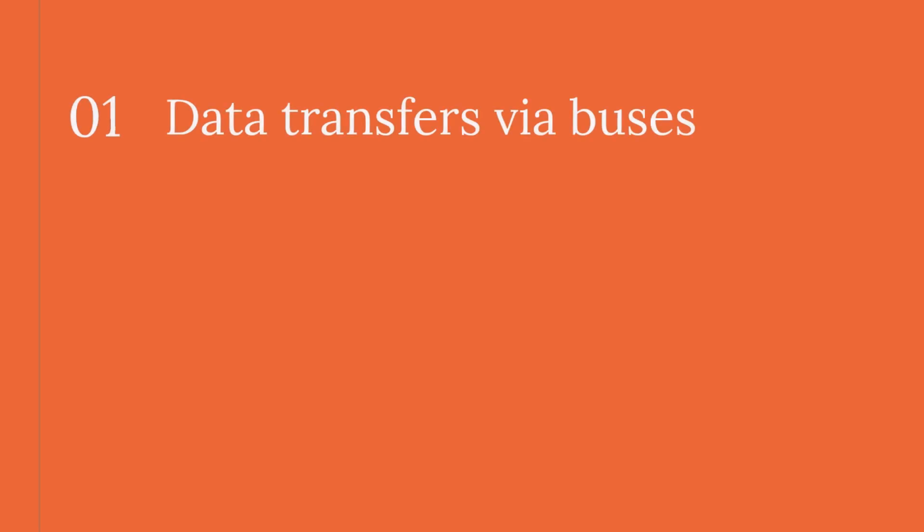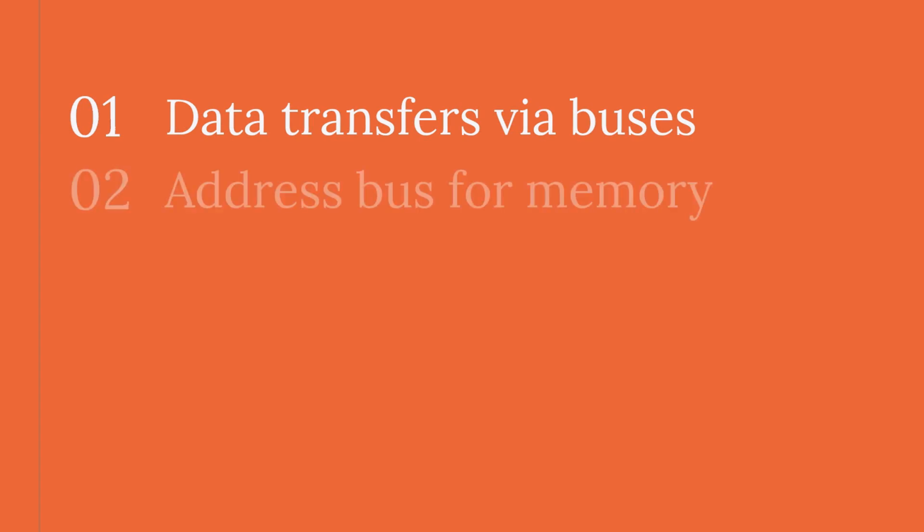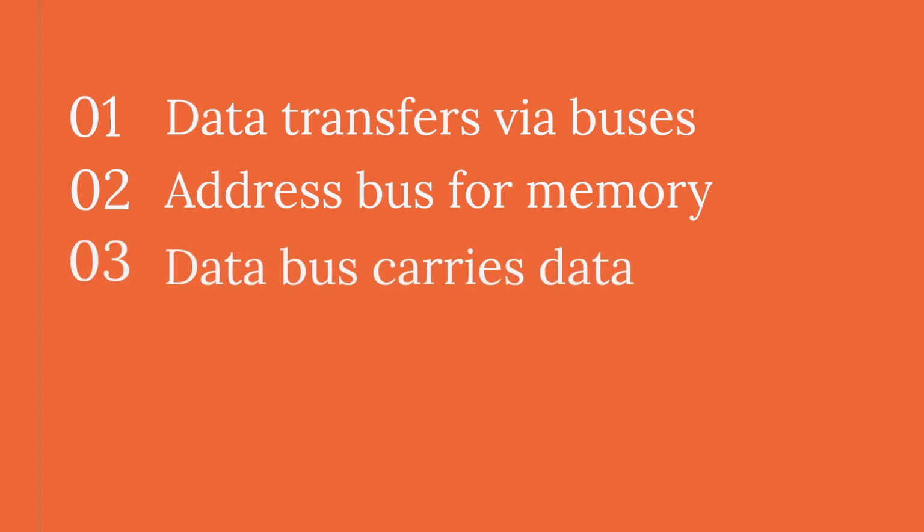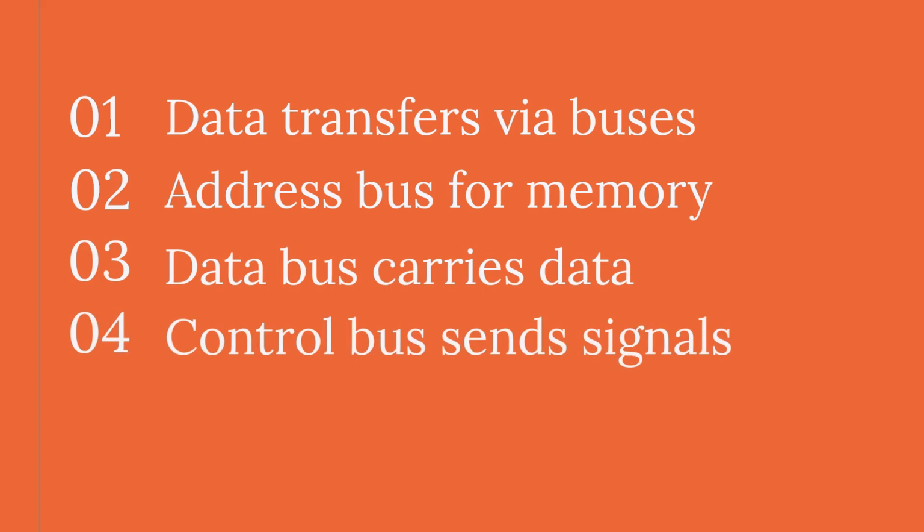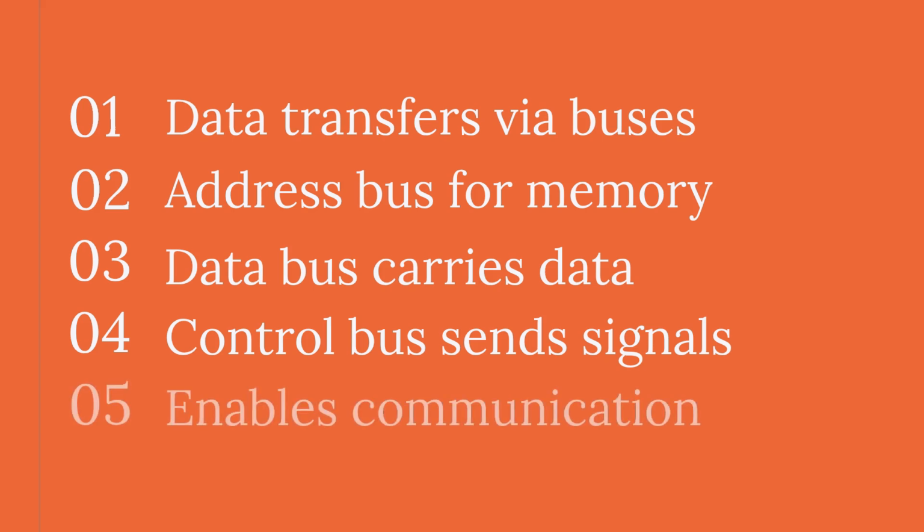Data is transferred using buses between the CPU, memory, and devices. The address bus identifies memory locations. The data bus carries actual data. The control bus carries signals for read and write operations. Together, they enable structured communication.